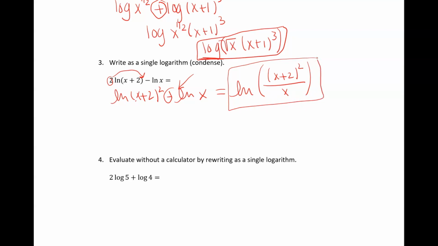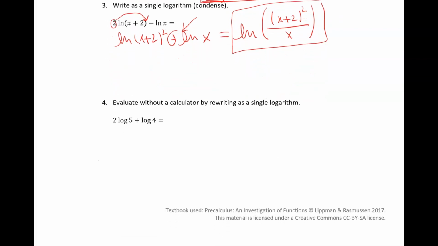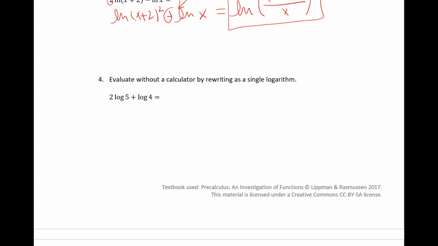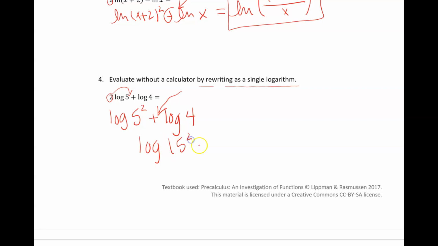Now the next one's a little bit different because it doesn't say just write or condense to a single log. It says evaluate without using a calculator. So I better get a pretty nice number here if I don't have to use my calculator, by rewriting as a single log. So first I'm going to bring the coefficient up. So I'm bringing this 2 up to the 5. So it gives me log of 5 squared plus log of 4. Then remember, addition is your multiplication. So that's log of 5 squared times 4. So let's see, that would be log of 25 times 4, so log of 100.